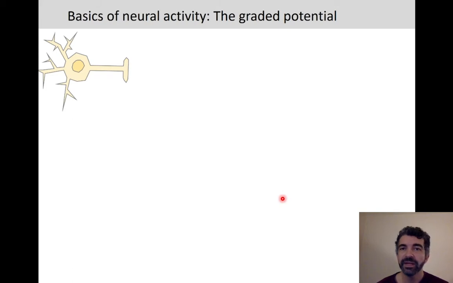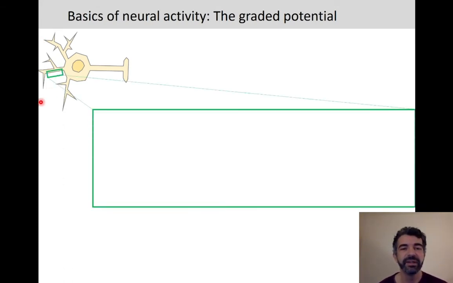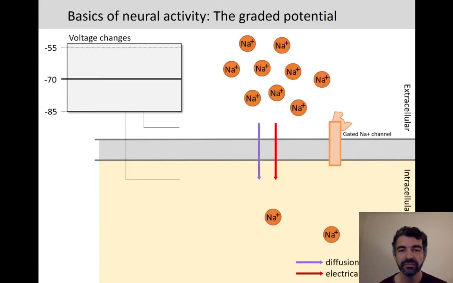Now let's have a look at the graded potential. In order to understand this better, we will have a look at the dendrites here. Let's zoom in here. So what we see here in this graph in a second will be how voltage changes over time when different processes are happening in the neuron and outside of the neuron.